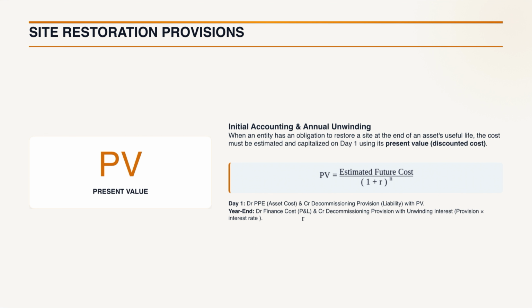The double entry is Dr. Finance cost in the P&L and CR the decommissioning provision on the statement of financial position. This ensures the liability gradually grows to its full settlement value by year 10.